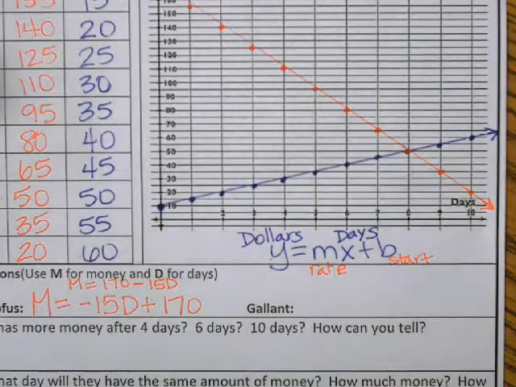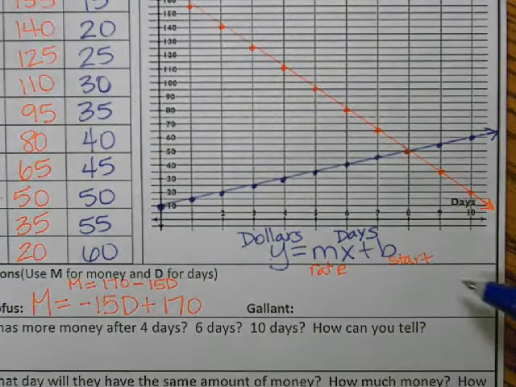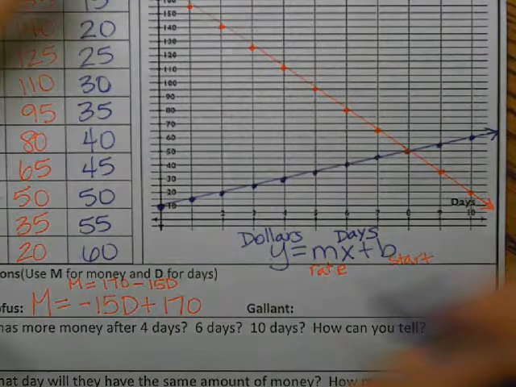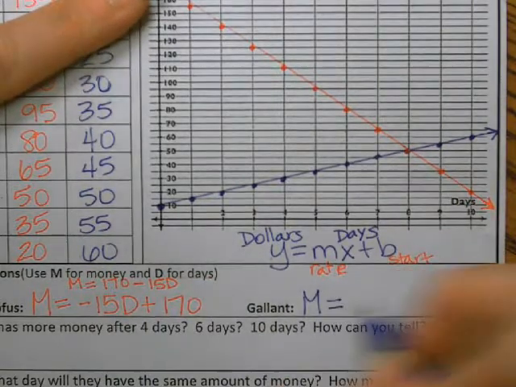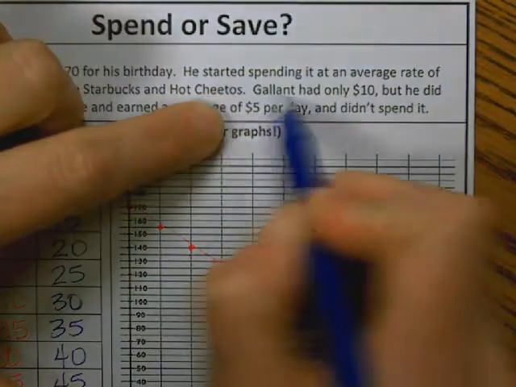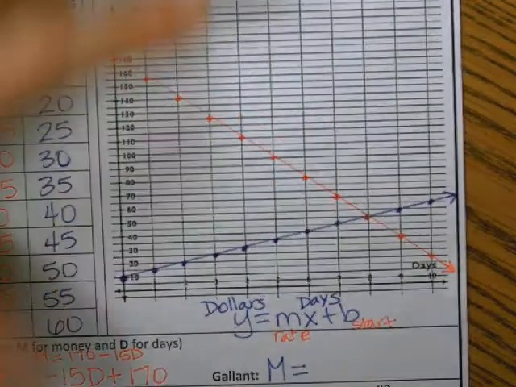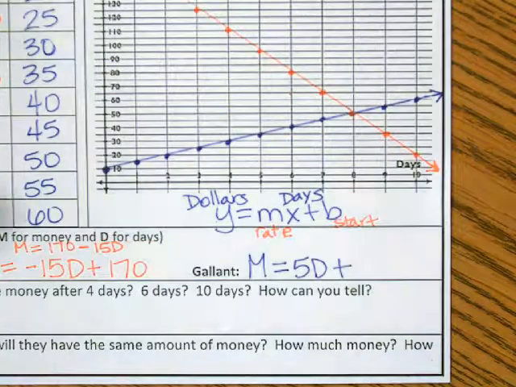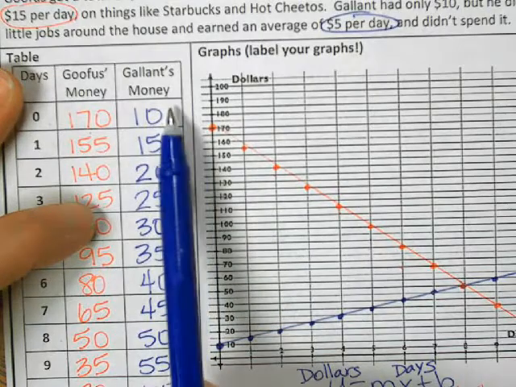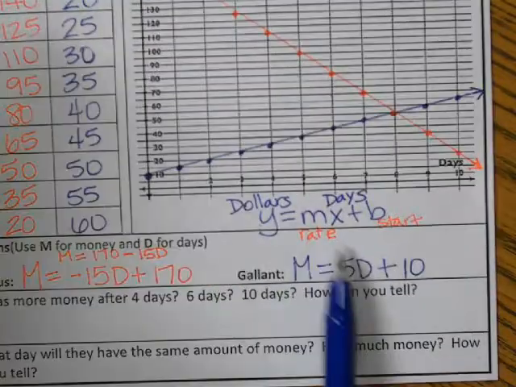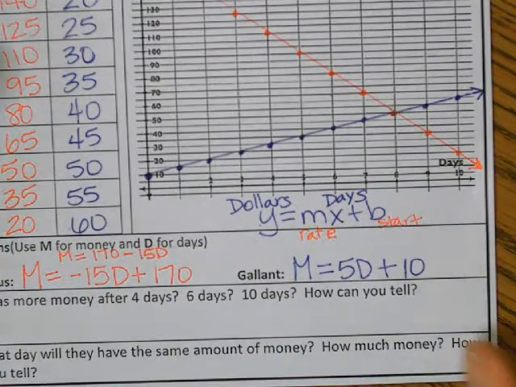Now let's talk about Gallant. Gallant, we're going to have you write the equation yourself, sorry. So go ahead and write the equation for Gallant. Okay, so you should have gotten m equals, Gallant had earned $5 per day. That's what it says up here, earning $5 per day. So we say 5 times the number of days plus, and Gallant only started with $10. So Gallant's equation is m equals 5d plus 10.